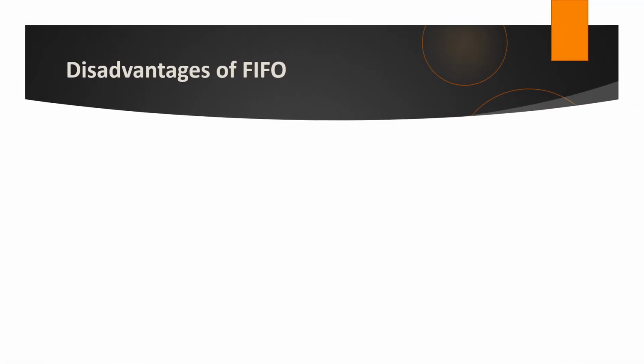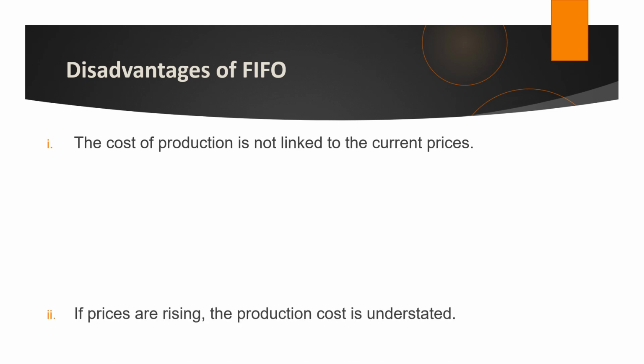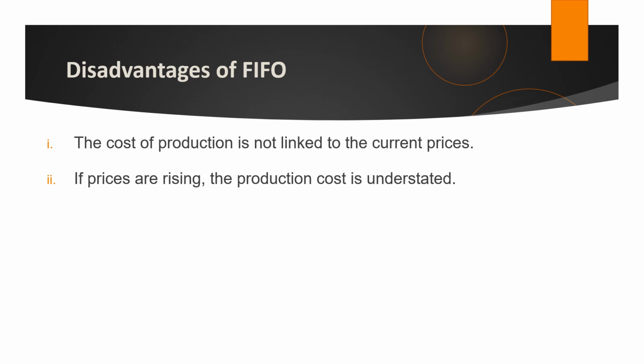Now let's see what the disadvantages of FIFO are. The first one is that the cost of production is not linked to the current prices. We know that according to the FIFO method, cost of sales is always at the oldest prices. The second one is that when the prices are rising, the production cost is understated. But if the stock turnover is high, the inventory will reflect the current prices. The effect of current market price is not revealed in issues when prices are rising.